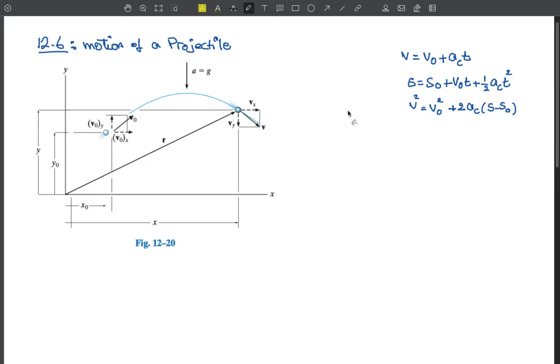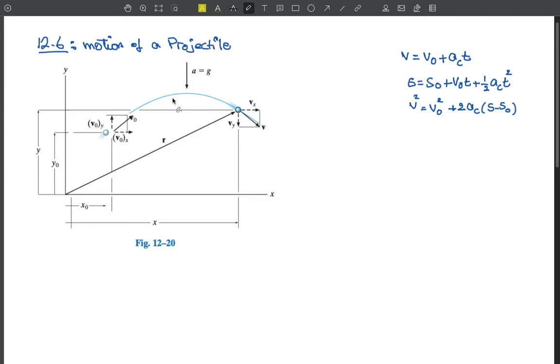Hello again. So today we will be discussing the topic of the motion of a projectile in our dynamics book, chapter 12, section 6, which starts at page 41. Now, motion of a projectile. What is a projectile?